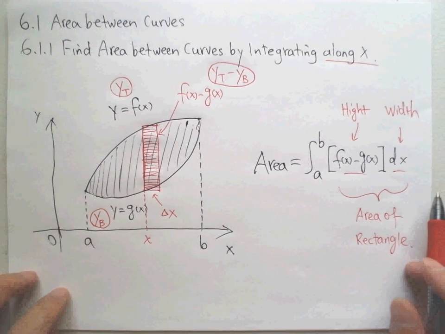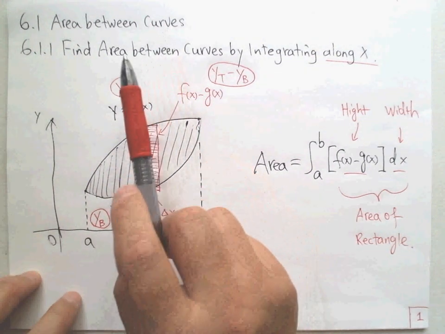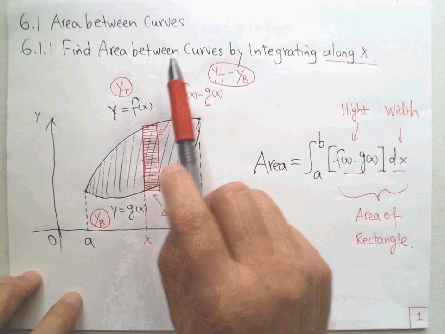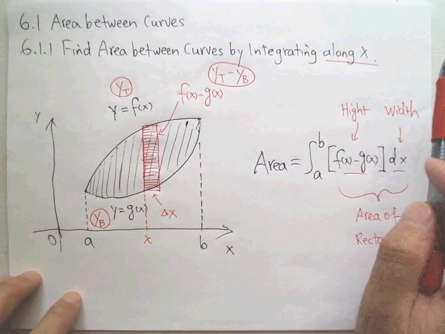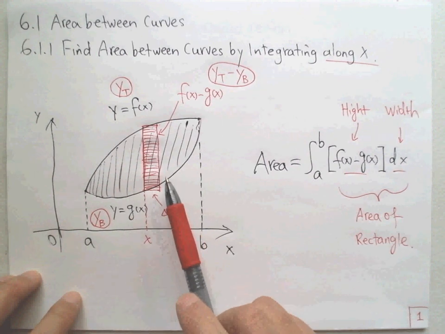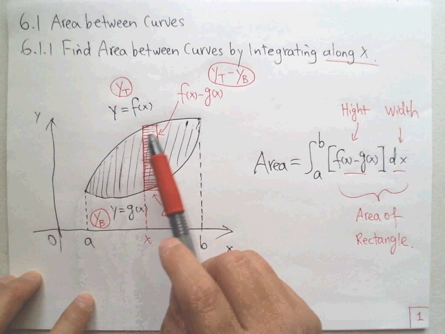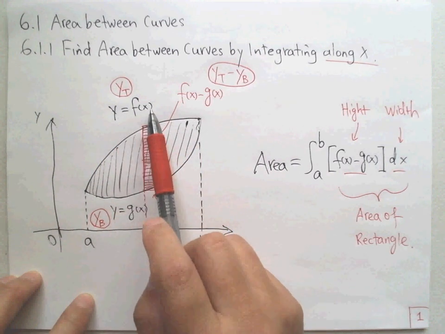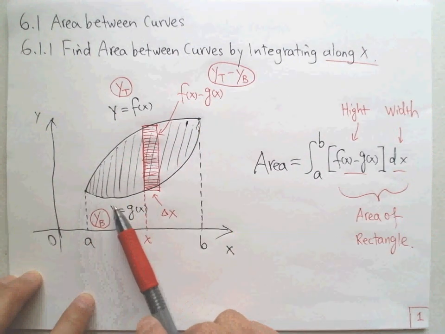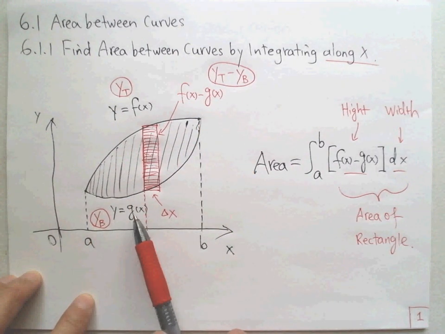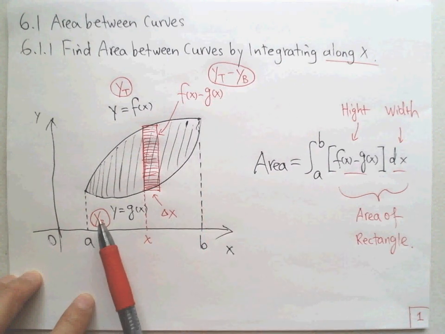In this lecture, we do application. We will try to find the area between curves by integrating along the x direction. Here is the question. If we have two curves, one curve is on the top, y equals f(x). We call the top curve y_t. Another is the bottom, y equals g(x), and we call it y_b, the bottom, the height.